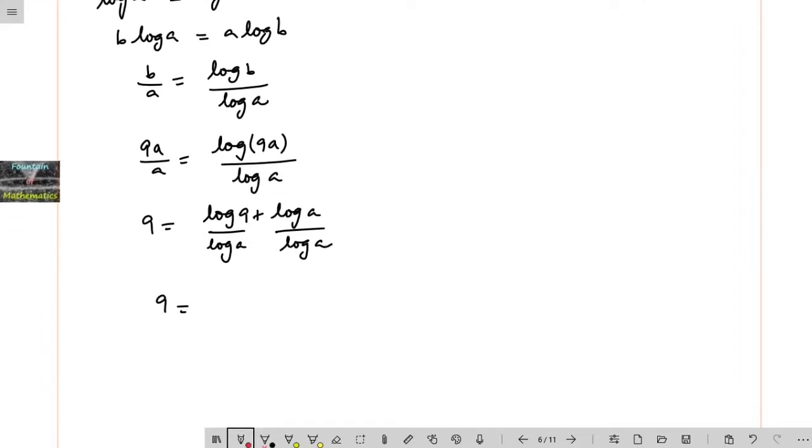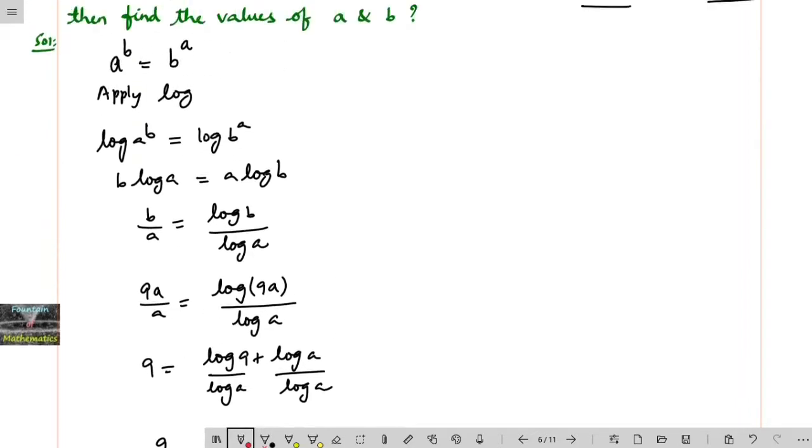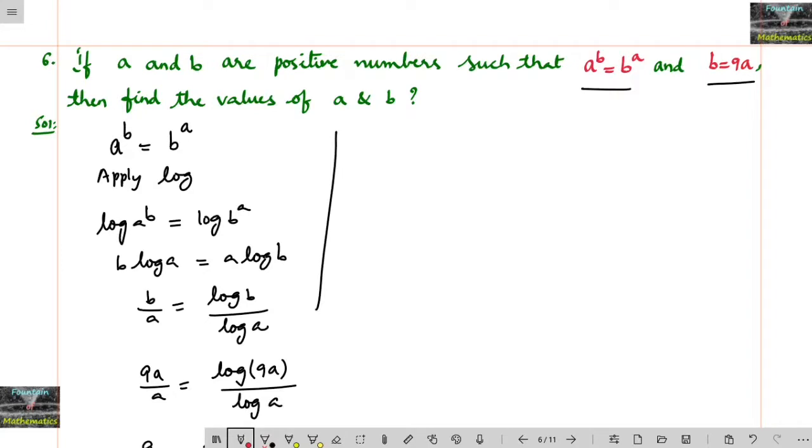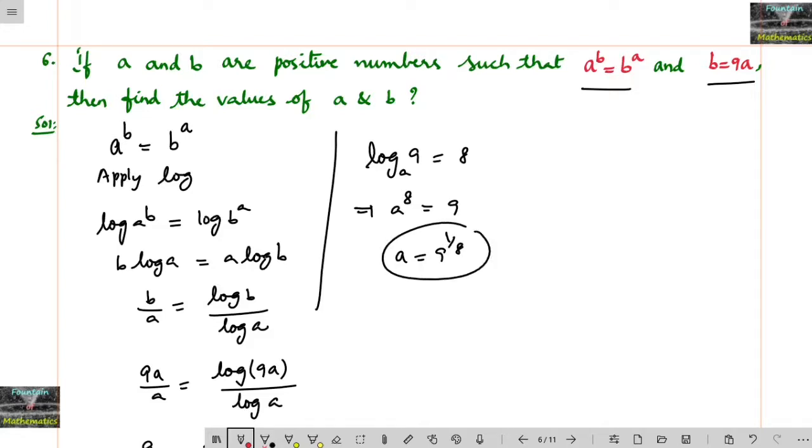9 is equal to log 9 upon log a plus 1, or log 9 to the base a is equal to 9 minus 1, which becomes 8. So this is one case we got, log 9 to the base a is equal to 8, or we can write this as a to the power of 8 is equal to 9, or a is equal to 9 to the power of 1 by 8.